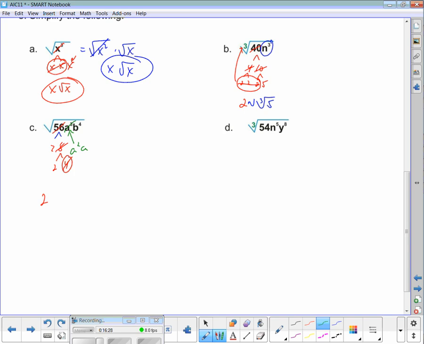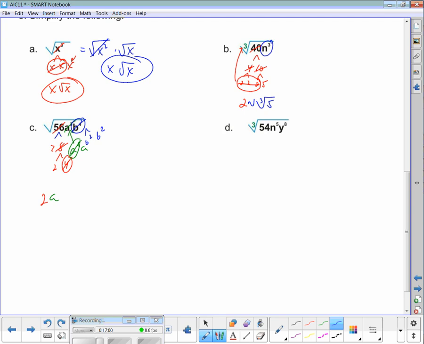And what's the square root of a squared? Say it if you know it. A. So an a's out. Now the b to the 4th, you can do it 2 ways. You can use the rule we learned, right? B to the 4, its exponent over the index 2, which would be b squared, right? That works when they're multiples of the index. Or you can factor it into b squared times b squared, right?